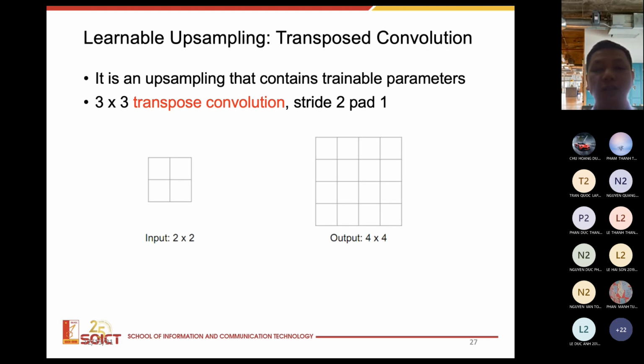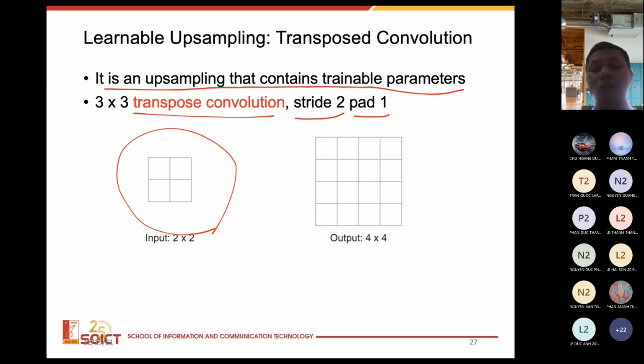Now we discuss transpose convolution. Transpose convolution is an upsampling mechanism that contains trainable parameters. Take a look at this example. We have a 3 by 3 transpose convolution with stride 1 and padding 1. We have an input of size 2 by 2, and by applying that transpose convolution, we expect to have an output of size 4 by 4.